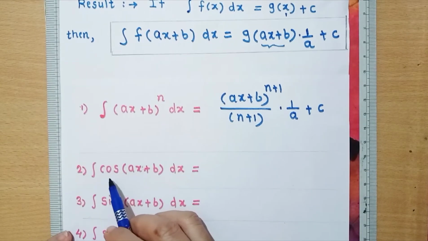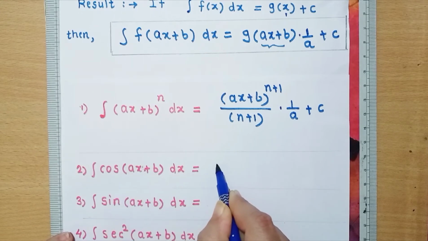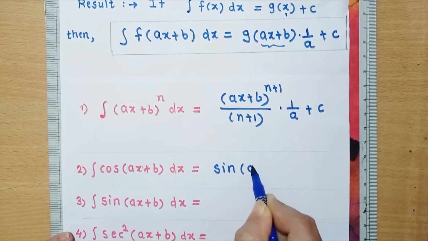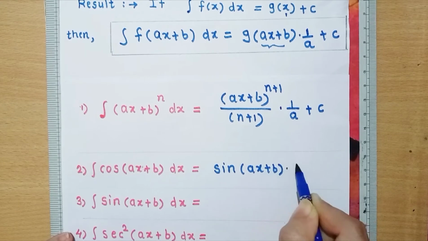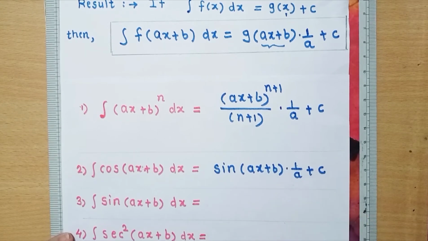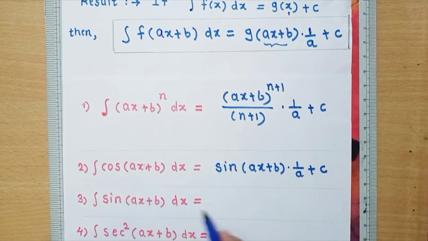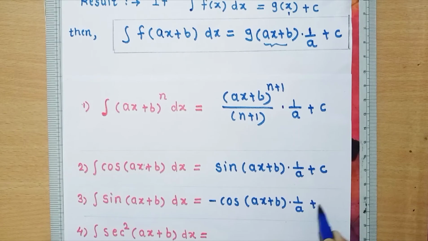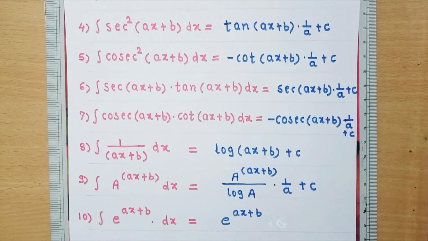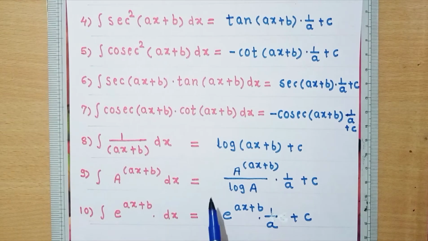Now second formula, integration of cos is sin. So here I'll write sin of ax plus b, then divide by a, plus c. Integration of sin is minus cos, then write down here ax plus b, again divide by a and then write down plus c. In the same way we will write down all the formulae into 1 upon a plus c. That means all formulae are the same as previous ones, only here we have to divide by a.